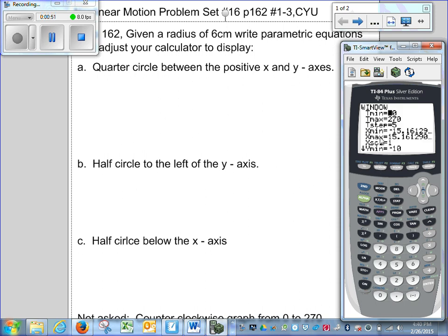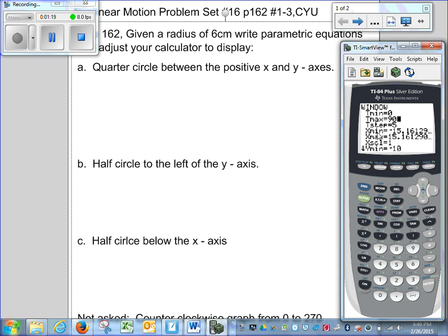Let's adjust a window so that we can create a quarter circle starting at the x-axis. The positive x-axis is similar to what we call due east, or 0 degrees. So that's going to be starting at 0. And if we're only going a quarter of the way around, that would be up to 90 degrees. So the t is your angle measure. We're going to go from 0 to 90 degrees, and we're going to plot every 5 degrees. You can use 3, 4, 5, 6 for your t step.